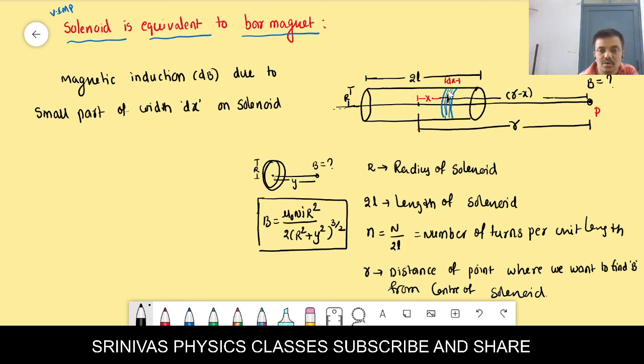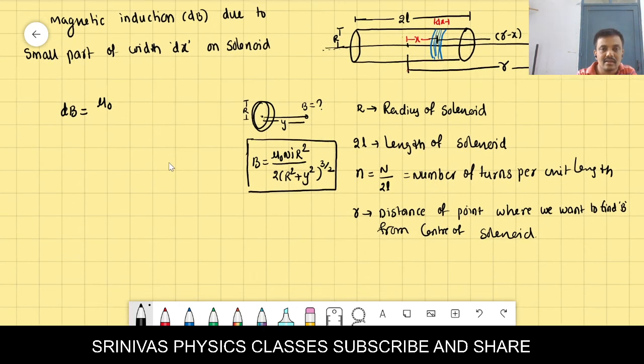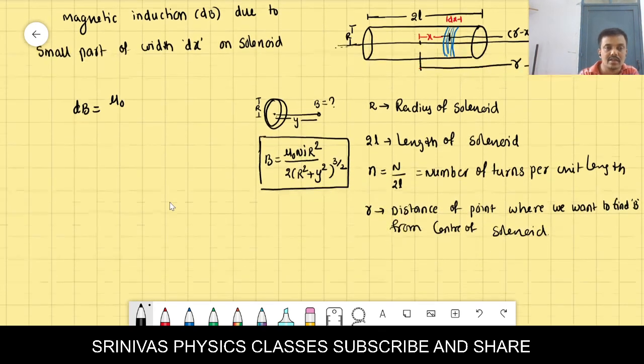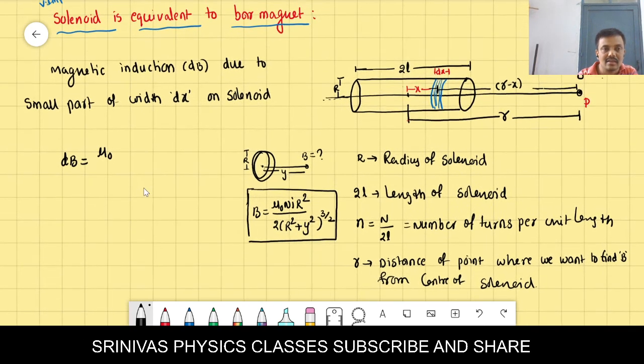Yes. Here also this small part acts like a circular coil. From the center of the small part, at a point P, I want to find the magnetic field. I am considering it as dB, because it is the small magnetic field. Mu naught into the number of turns in dx length. How many turns are there in the dx length?